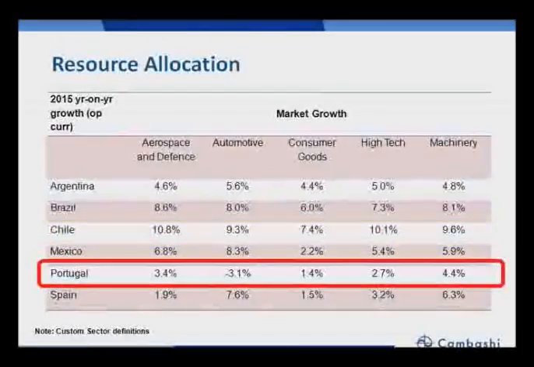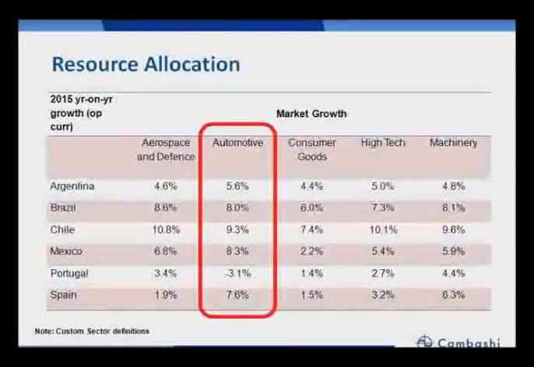In contrast, the situation in Portugal is different. Automotive is shrinking, and there's not much growth in consumer goods. In fact, it has the lowest growth in 4 of those 5 sectors. So the priority for Portugal will be more defensive. For example, sales and marketing initiatives designed to extend the footprint in existing accounts.